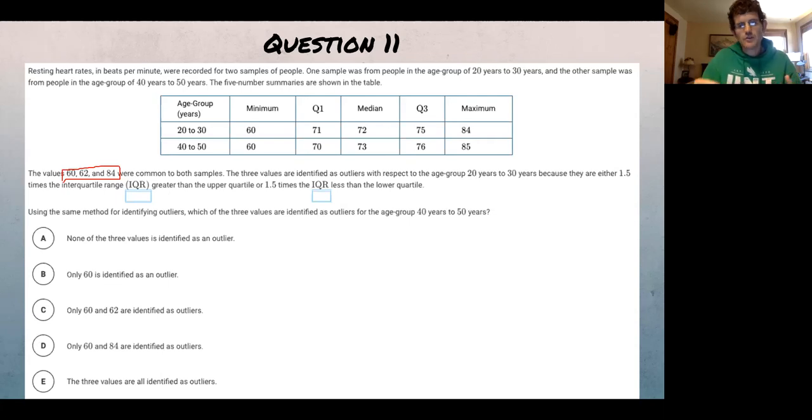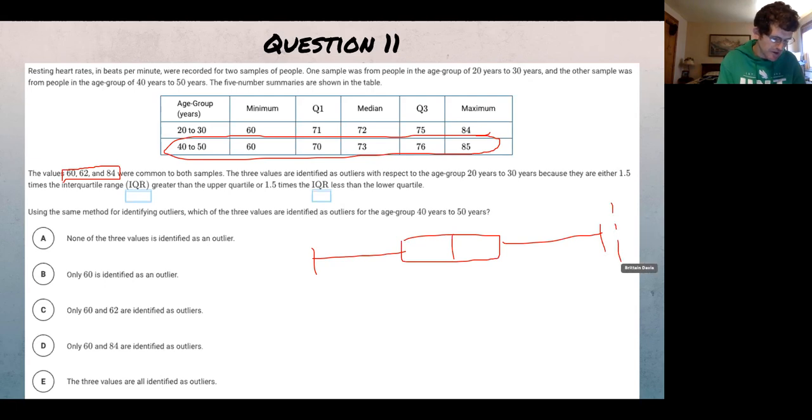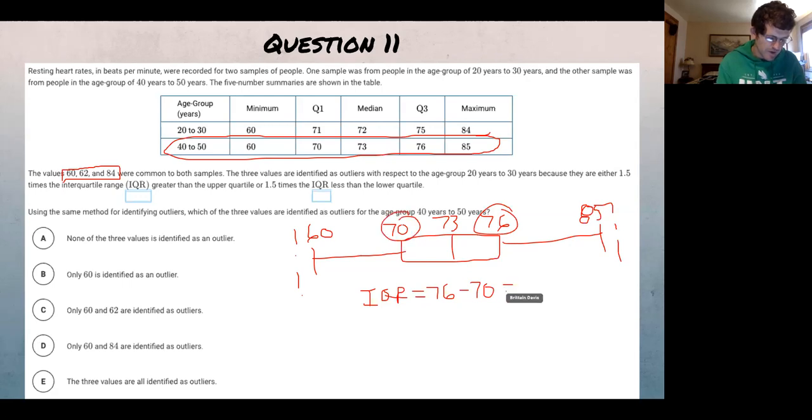So here's what we want to do. We just want to approach the 40 to 50 data. We want to figure out where the fences are going to be set. So I've got a box plot of some kind, and there are going to be fences that are set. Where are those? My minimum here is 60, and then 70, 73, 76. You don't have to draw a picture for this, you might find it helpful. If I'm looking to find out where the fences are set, first of all, I need to know the IQR. The IQR is going to be 76 minus 70. That's Q3 and Q1, the difference between them. So the IQR is just 6.